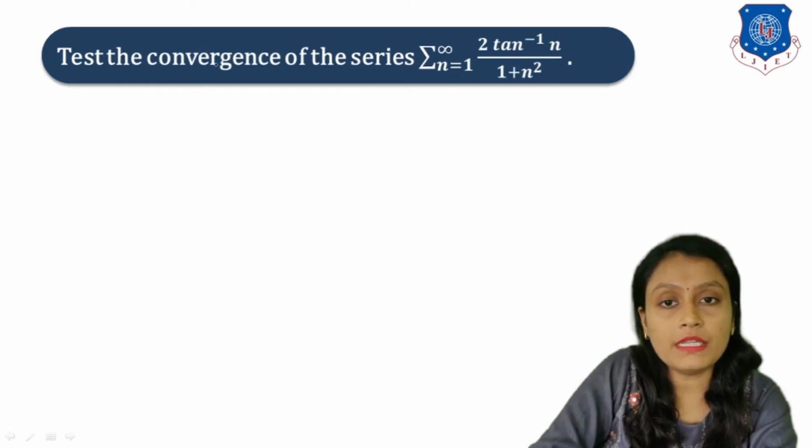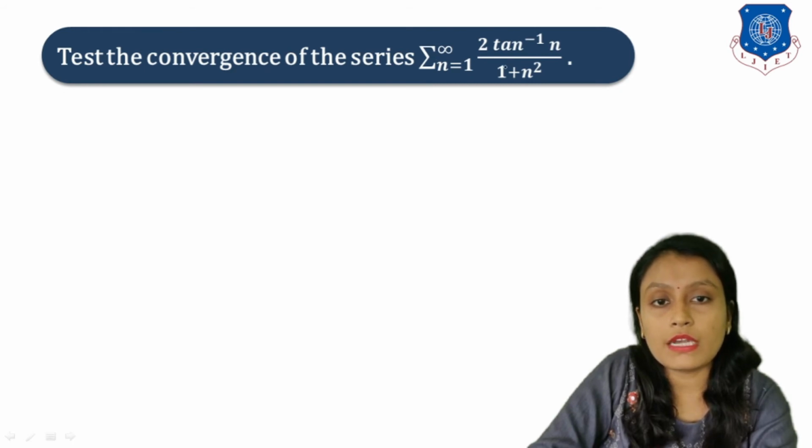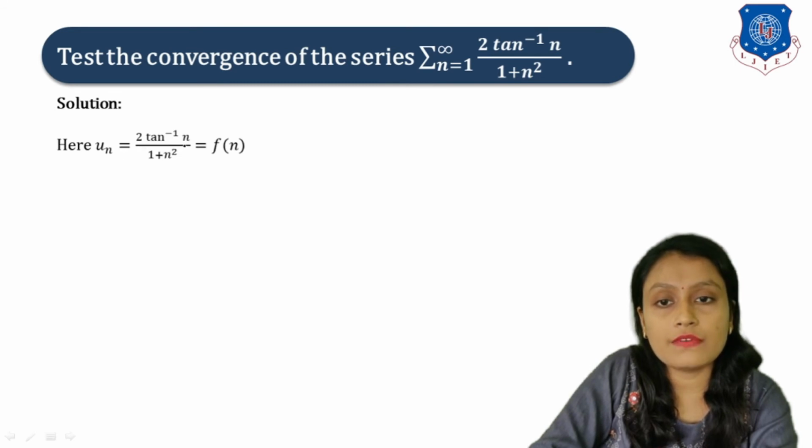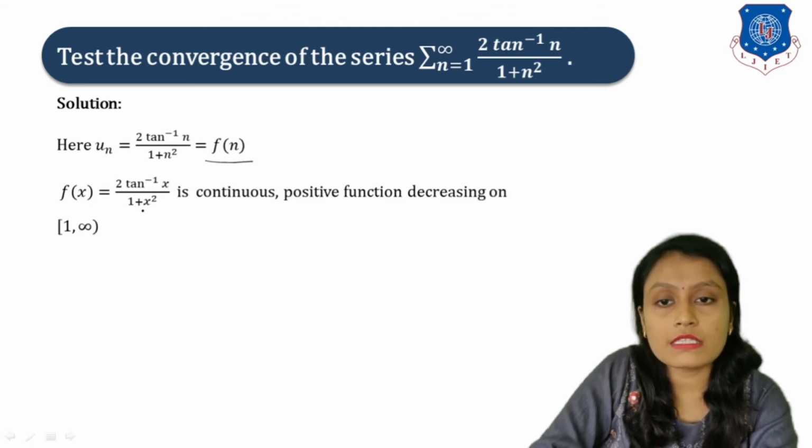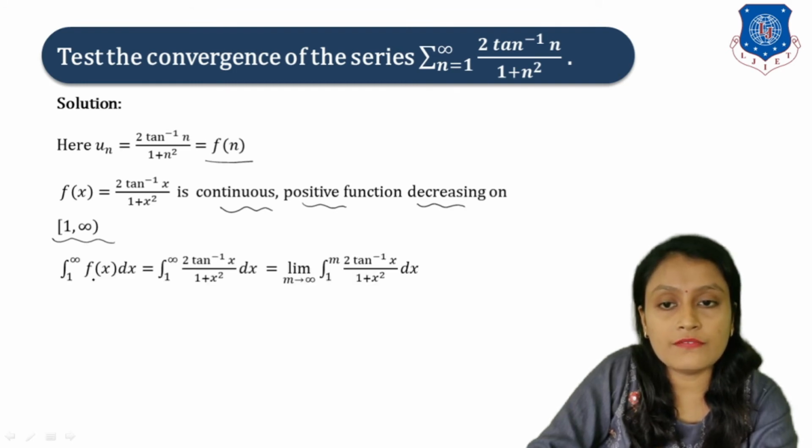Now one more example. Test the convergence of the series, n from 1 to infinity, 2 tan inverse n upon 1 plus n square. Here u_n is given, that is 2 tan inverse n upon 1 plus n square. This is f(n). Okay, so firstly we will write f(x), that is 2 tan inverse x upon 1 plus x square, which is a continuous, positive and decreasing function in the interval 1 to infinity. So we will find this integration 1 to infinity f(x) dx. Okay, that is integration 1 to infinity, f(x) is 2 tan inverse x upon 1 plus x square.